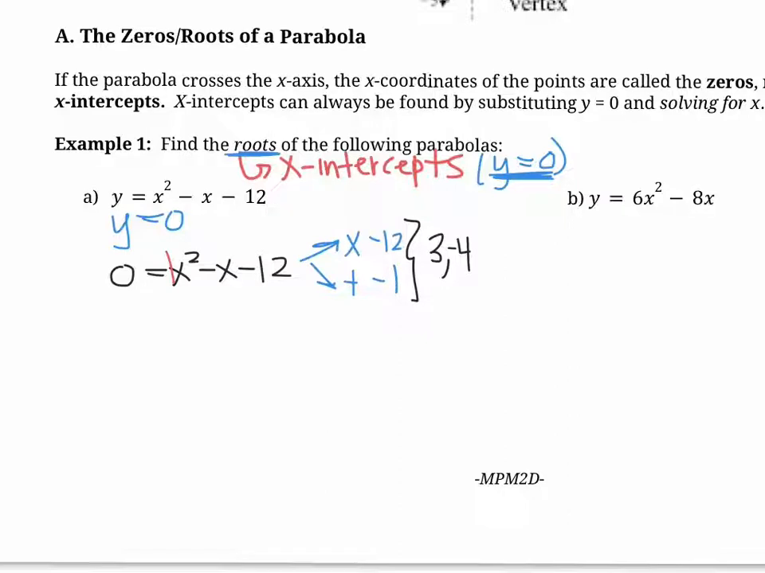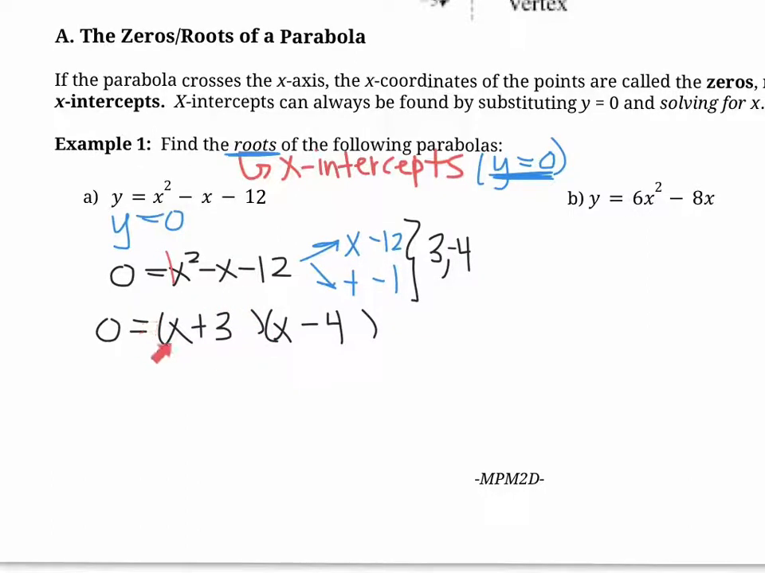So now let's continue to factor, and we're going to use the shortcut. We're just going to put our two brackets. I'm going to put an x in each, and I'm just going to copy down the numbers that we found, +3 and -4. And so now we can solve this equation.